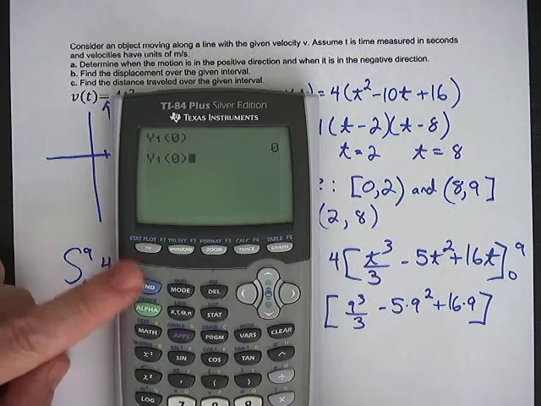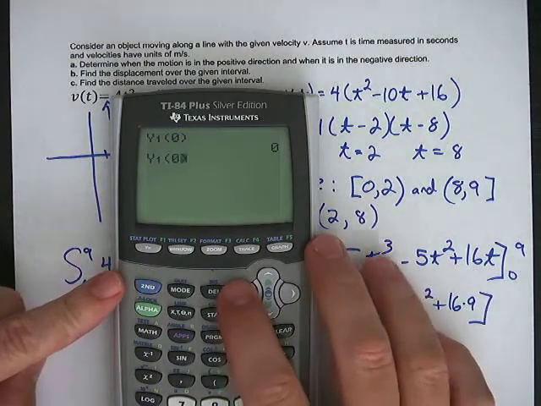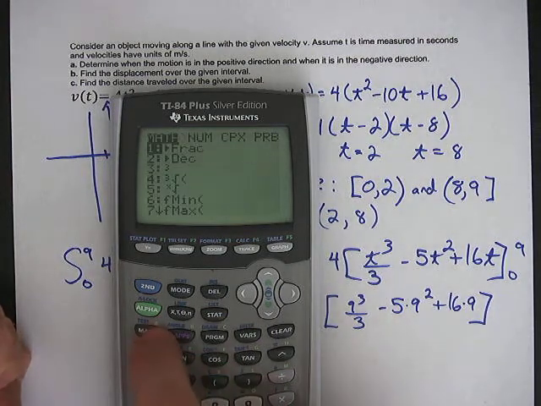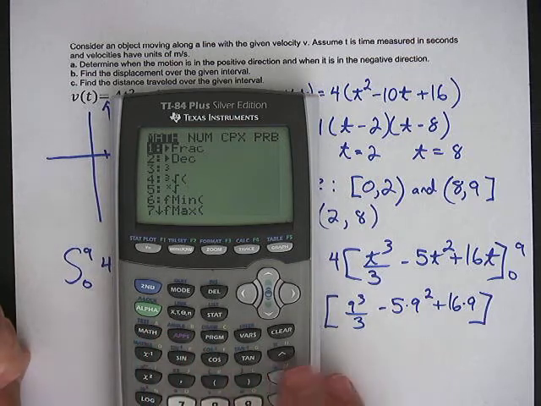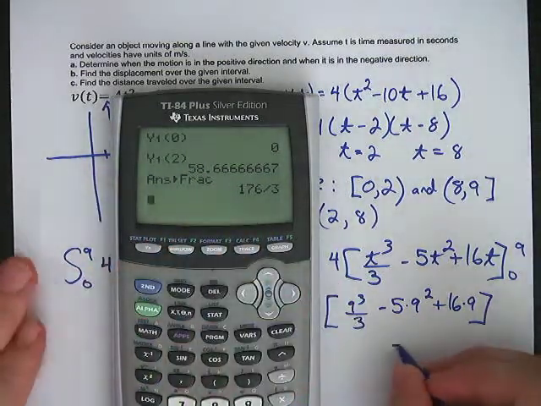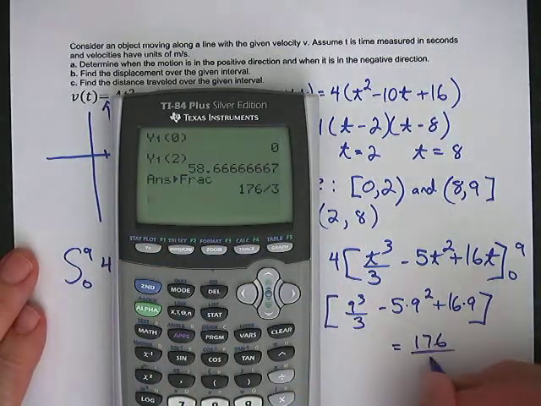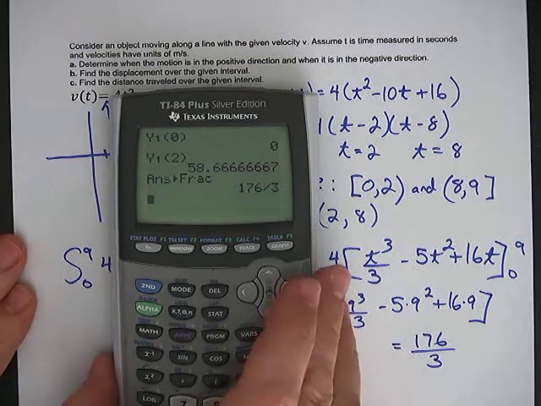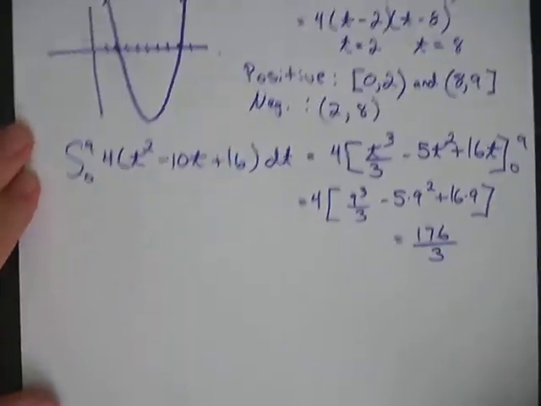Hit second enter to retype that function without having to go through the process. Again, type in a 2. Again, we get the decimal. So hit math and then 1 and then enter. And it'll give us the fraction 176/3. Since we're in calculus, we can find some shortcuts to take out the arithmetic that bogs us down sometimes.